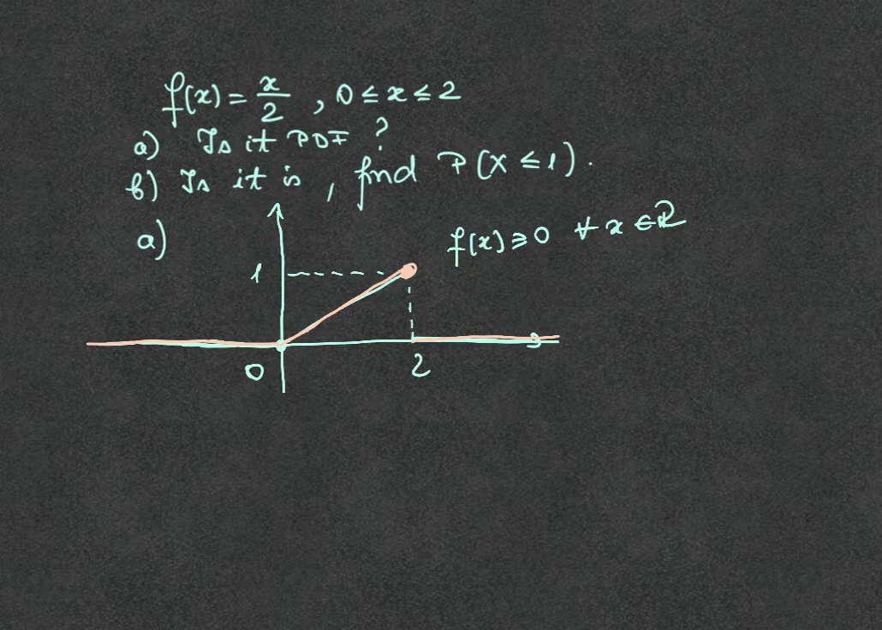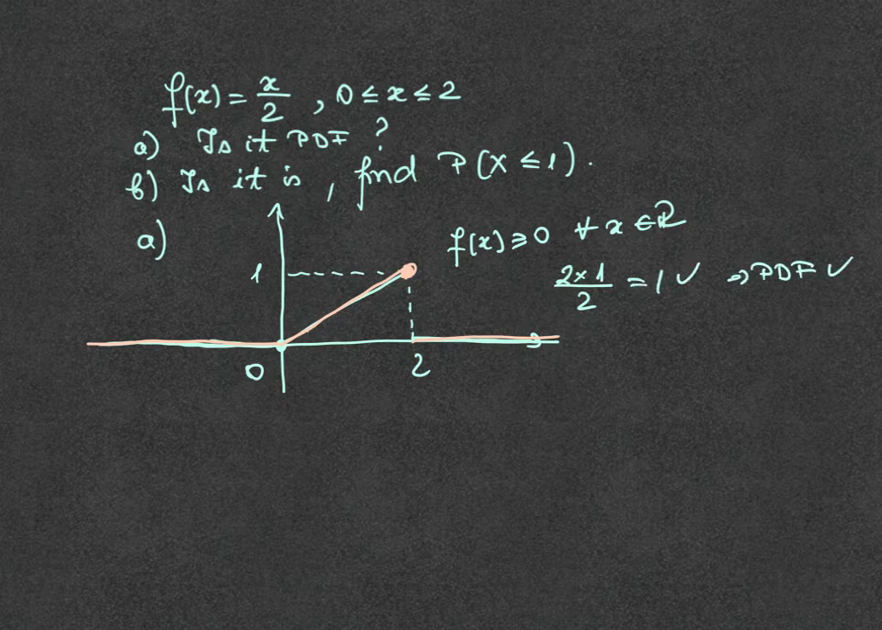So f of x is bigger or equal than 0, correct? And the area, it's a triangle. So base is 2 times height is 1 over 2, is 1. So probability density function, yes.